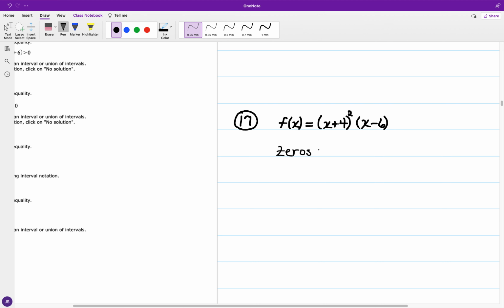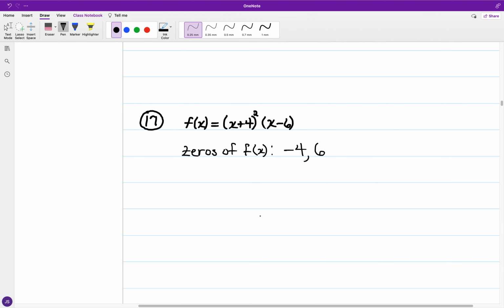So for the zeros of this function, with the first factor x plus 4, we have x equal to negative 4. With the other binomial factor x minus 6, if I set this to 0, I have that x is equal to 6. Now I have the tools necessary to set up a table of intervals.